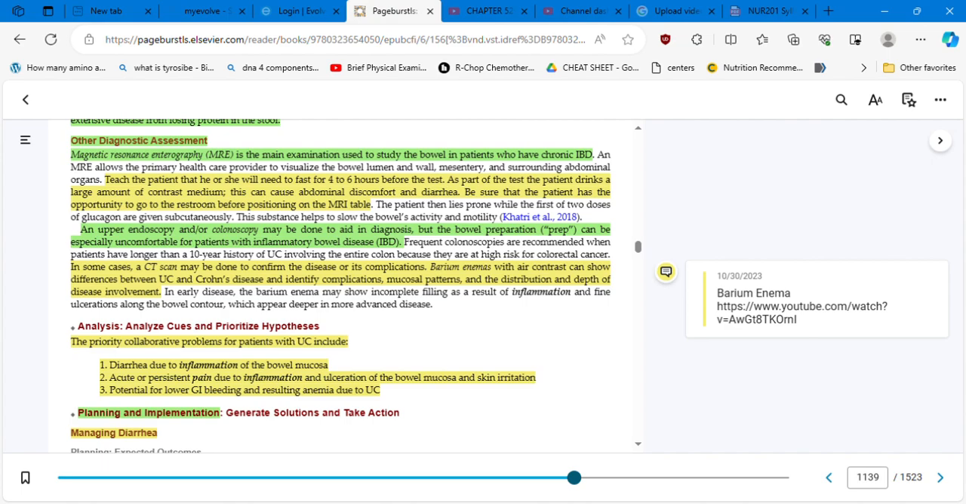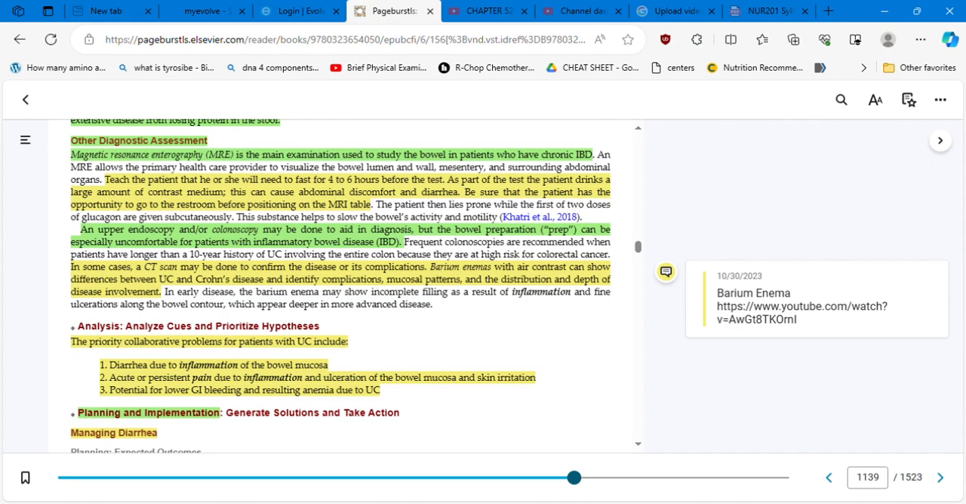Be sure that the patient has the opportunity to go to the restroom before positioning on the MRI table. And don't be surprised that during the examination, more bowel movements will come. An upper endoscopy and or colonoscopy may be done to aid in diagnosis, but the bowel prep can be especially uncomfortable for patients with inflammatory bowel disease. In some cases, a CT scan may be done to confirm the disease or its complications.